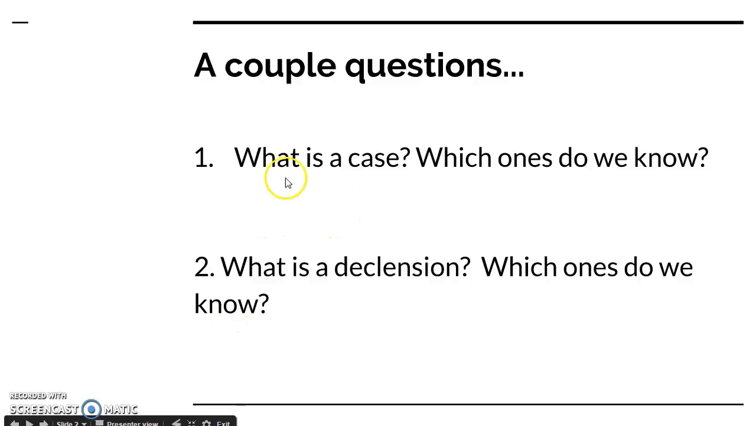Alright, we're going to start off with a couple questions, 2 things that we're trying to figure out. The first one is, what is a case? This word case is very important, so if you don't know what it is, write it down in your notes, and we're going to define it later. Then, once we figure out what a case is, we're going to figure out which ones we know. And the second question is, what is a declension? Once again, declension, good word to write down if you don't know it, to define later, and then we're going to figure out which one of those we know.